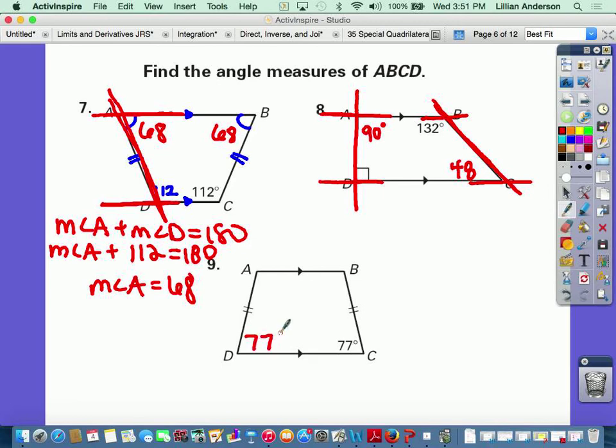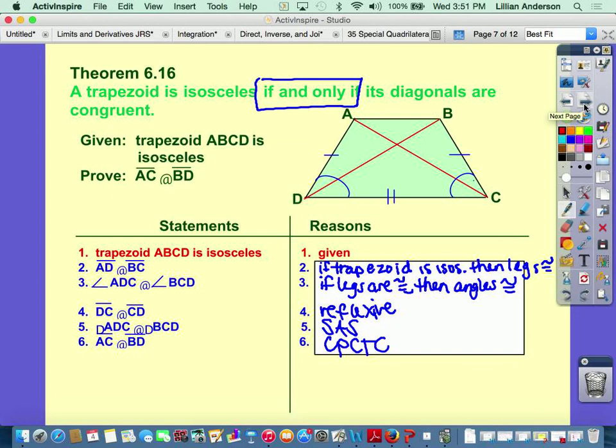Did you get 77 for angle D? 103 for angle A and B? I hope so. If you did, good job. Now, take a minute to pause this video so that way you can write down this proof. But basically in class we did the proof to prove this next theorem, which says that a trapezoid is isosceles if and only if the diagonals are congruent. If and only if, remember from our logic unit, that meant biconditional. Get this proof down.